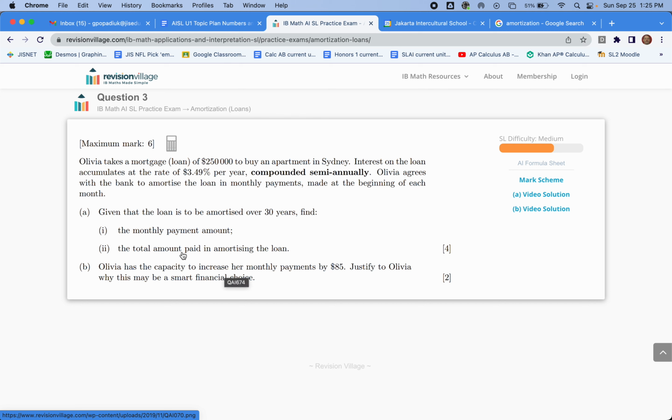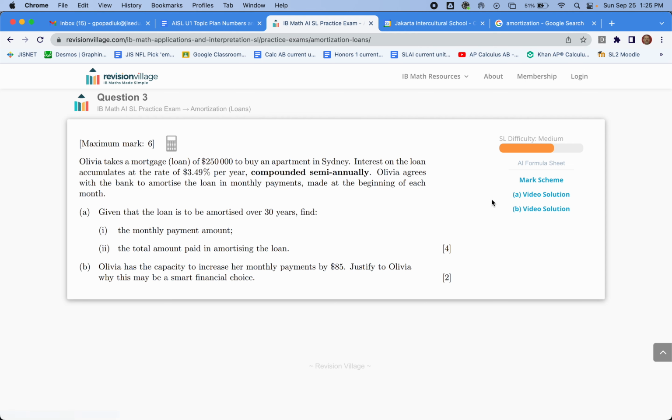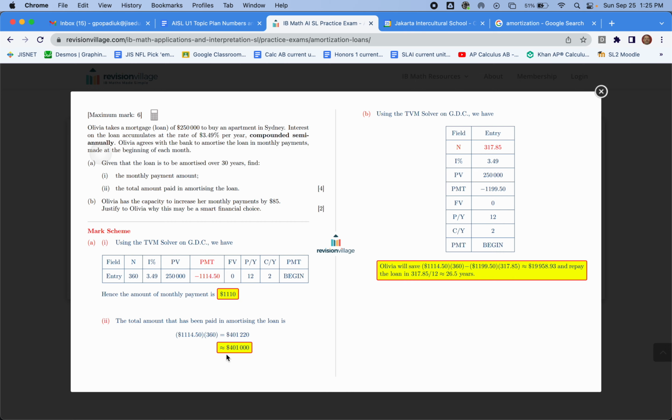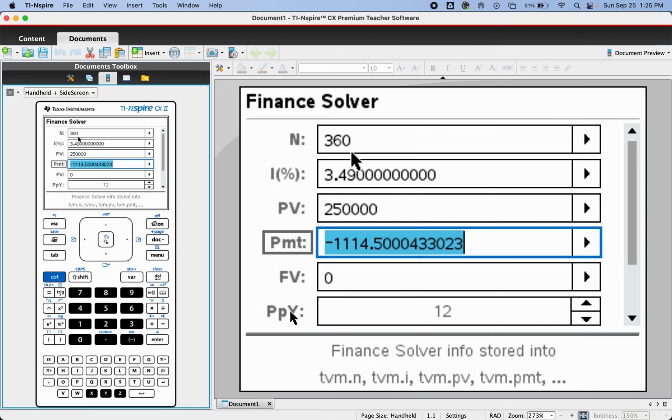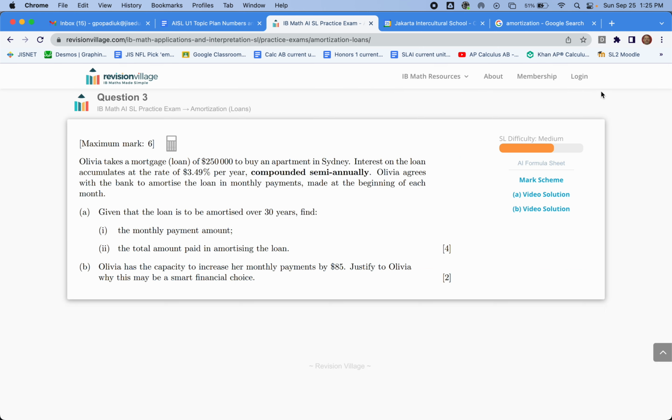For the total amount paid, all we need to do, guys, is take this payment amount and multiply by 360. That's pretty easy, hopefully. Did they just show that here? Yeah, there's the payment times 360. So she pays $401,000 over a 30-year period to borrow $250,000. Part B. Let me go back to this.